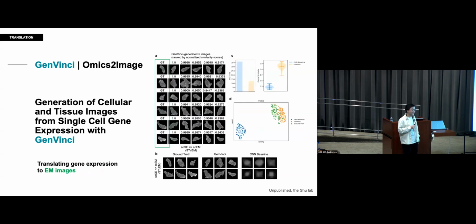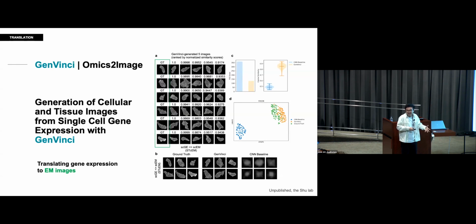But I think what's more exciting for the audience here is that we also demonstrated that you can generate electron microscopy images. Of course, this is not as good as AlphaFold or DALL-E because we only have 900 cells in training.